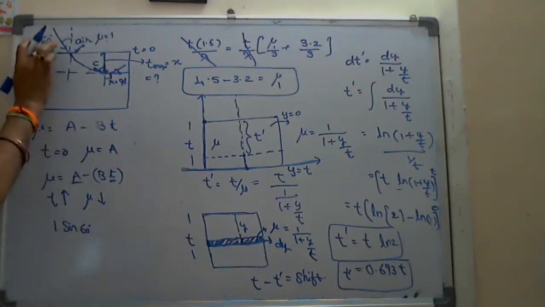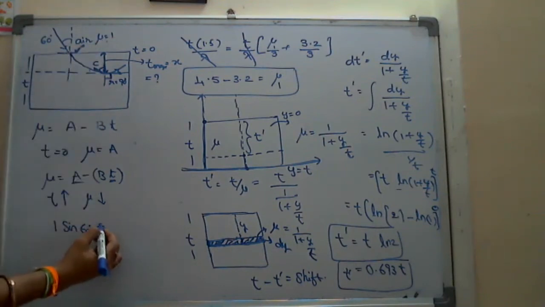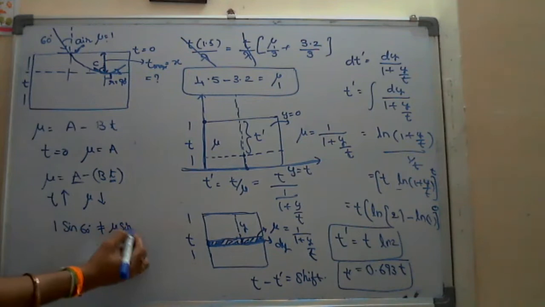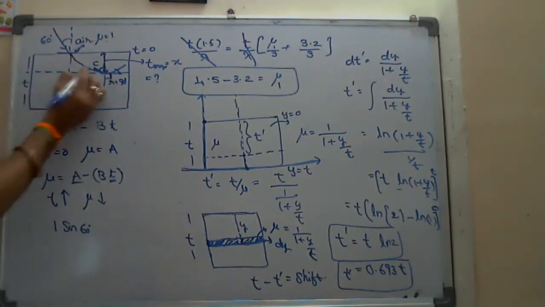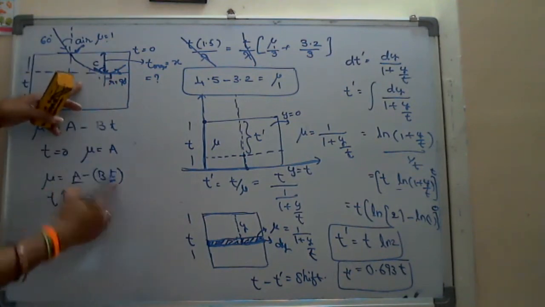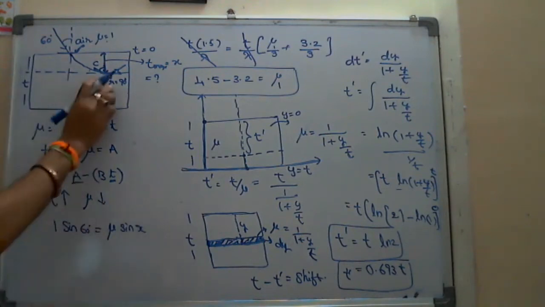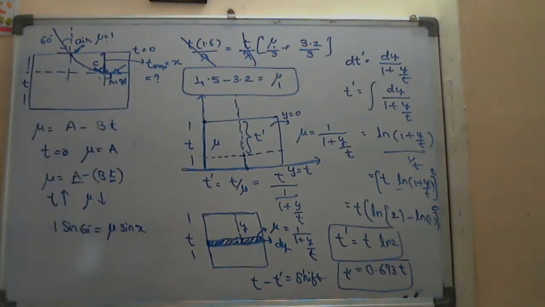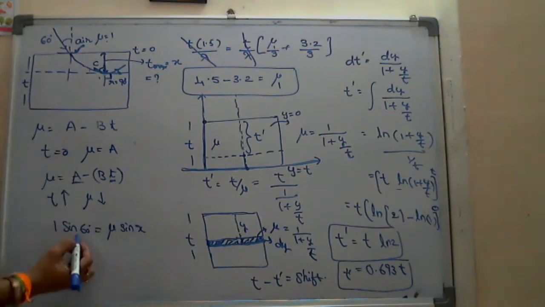Mu sin i is equal to, here I don't know mu, so I am not writing mu into sin c. So at the depth t, I know the mu, which is equal to a minus bt, mu into sin r, and r is equal to 90. So apply Snell's law: mu1 sin i is equal to mu2 into sin r. This sin i, sin 60, is √3/2.